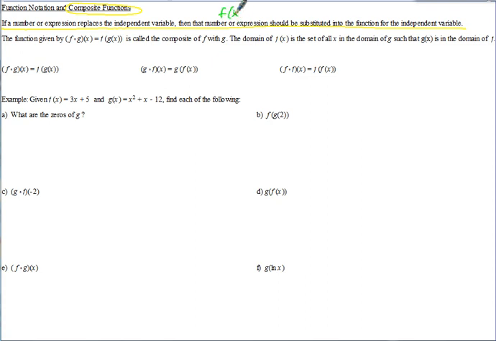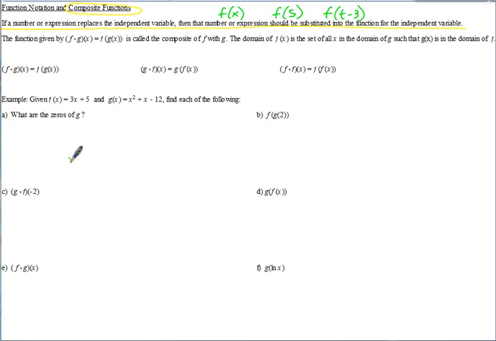So the reason it's often useful to write things in function notation is that it shows you, okay, this is our function, let's say f of x, and if you have f of 5, that shows you visually you're replacing x with 5. Or if you have f of t minus 3, you're replacing x with t minus 3. So whatever's in the parentheses is what replaces the independent variable.